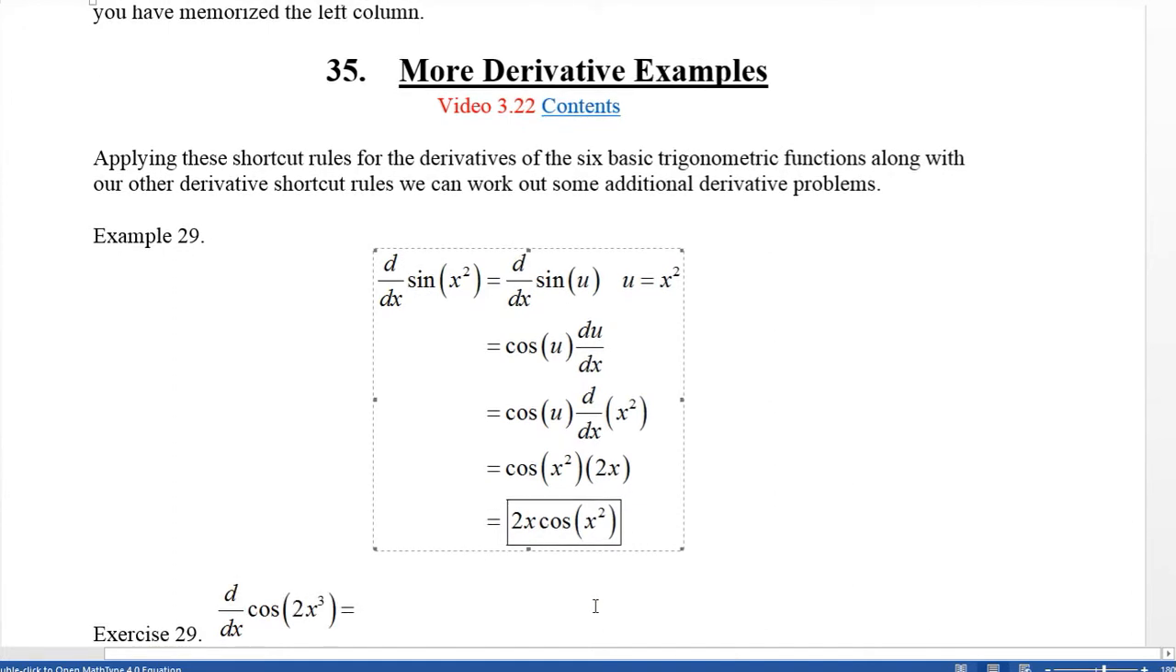Alright, you do this one. What is the derivative of the cosine of 2x cubed? Okay, you get a lot more out of these videos if you stop and work the problems yourself whenever I ask you to do that. So why don't you try that right now. Press pause.